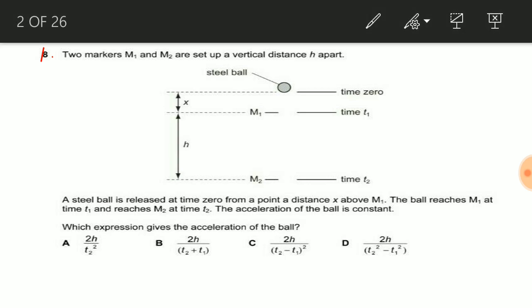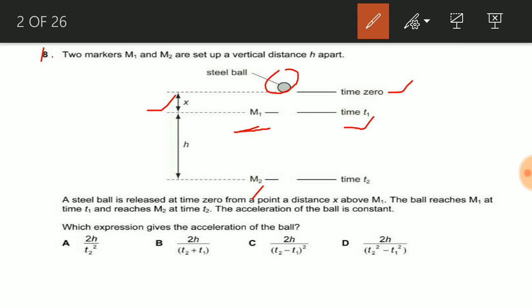In this question, we are given two markers, m1 and m2. Markers are like two points, and there is one spherical ball. This ball is at time 0, t is equal to 0, and it will reach marker m1 by traveling distance x at a time t1.